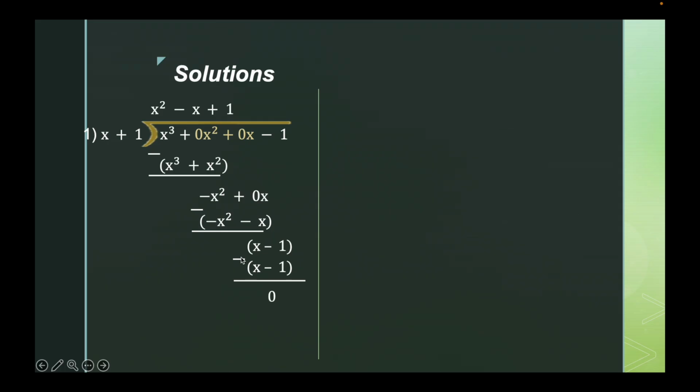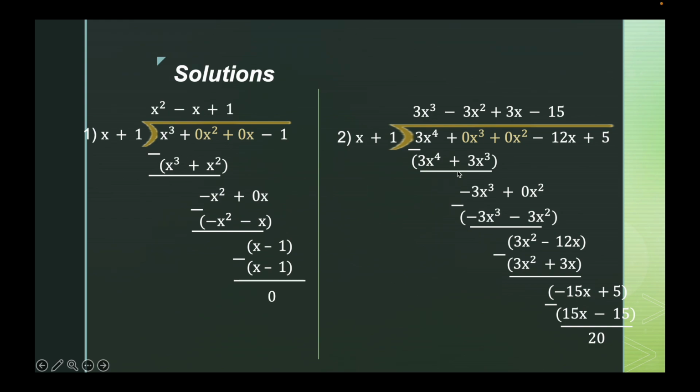In the second example, there was a missing x cubed and x squared between the 3x to the 4 and the -12x. Once again, I'm not going to go over this in too much detail because at this point, the long division, as you can see here, is pretty repetitive.